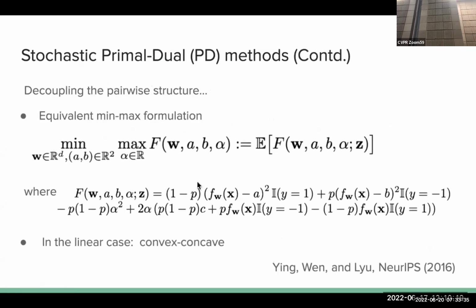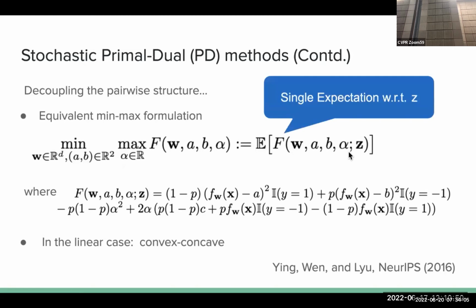To overcome this challenge, in this work we reformulate AUC maximization as a min-max problem. More precisely, we introduce auxiliary variables a, b, and alpha, and we can write AUC maximization as a min-max problem: minimization with respect to w, a, b, and maximization with respect to alpha. The nice thing is the objective function now only involves a single expectation with respect to Z. This function of Z is defined in the following way, which can be found in the paper. And when the ranking function f_w is a linear function, we can show this problem is convex with respect to w, a, b and concave with respect to alpha.